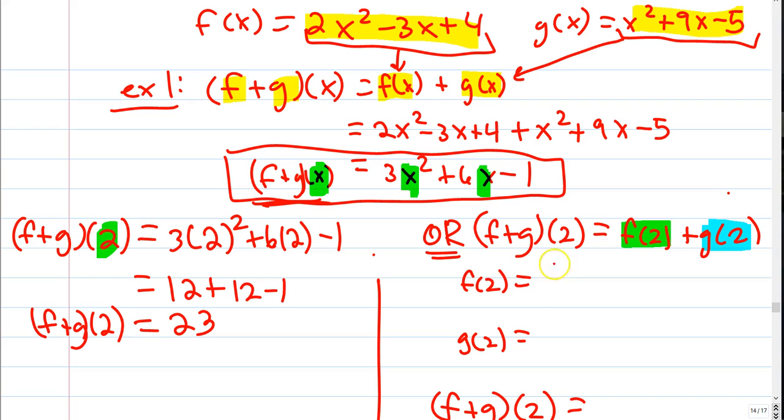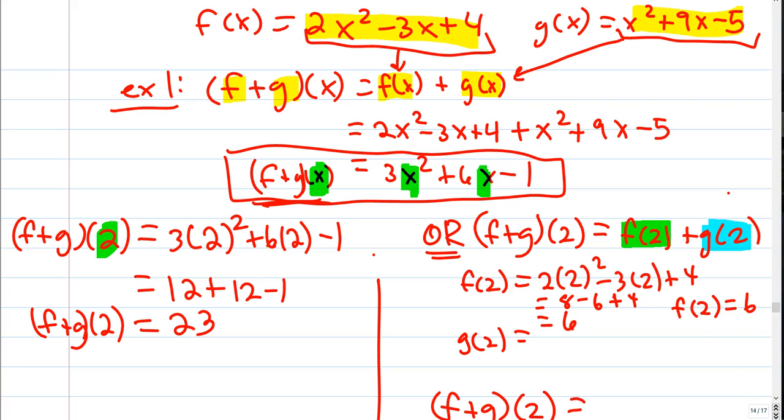What is f of 2? 2 times x squared minus 3 times x plus 4. 2 times 4 is 8 minus 6 plus 4. How about, I want to say 6. So f of 2 is equal to 6. What is g of 2? 2 squared plus 9 times 2 minus 5. 4 plus 18 minus 5. How about 15? So g of 2 is 15.